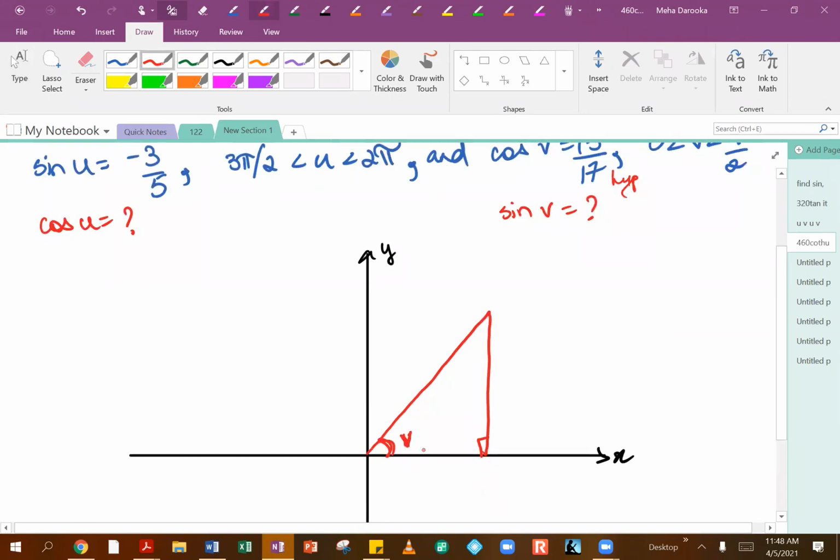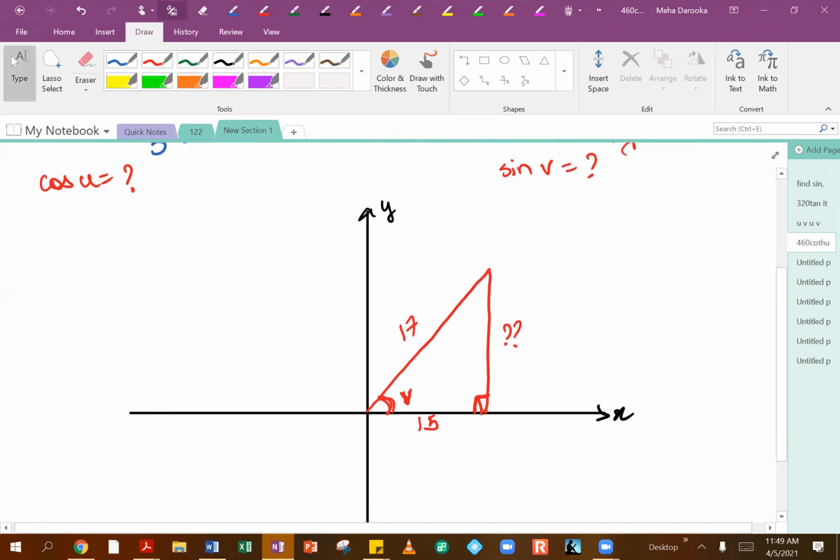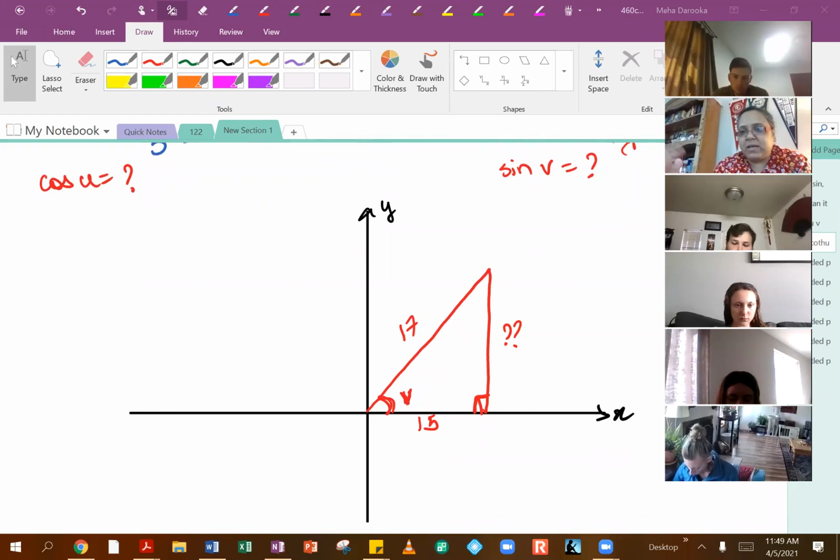So with respect to angle V, the adjacent side is going to be this one. So this is going to be 15 units. And the hypotenuse is, of course, across from the 90-degree angle. So this is going to be our hypotenuse, which means we don't know what the opposite side is. So can you tell me, because you will need to use the Pythagorean formula here to solve this triangle and find that missing side. What is that opposite side going to be with your Pythagorean theorem?